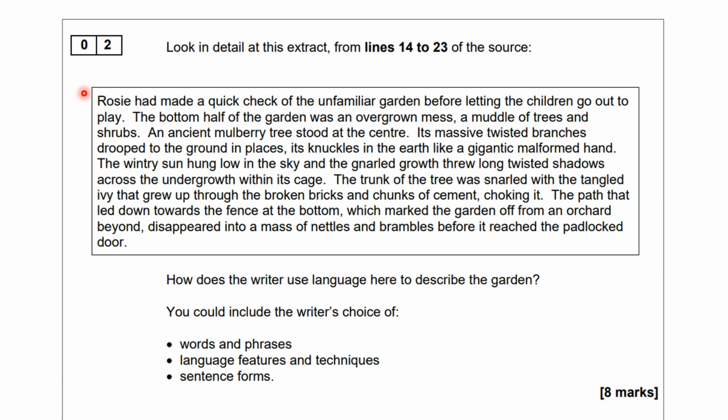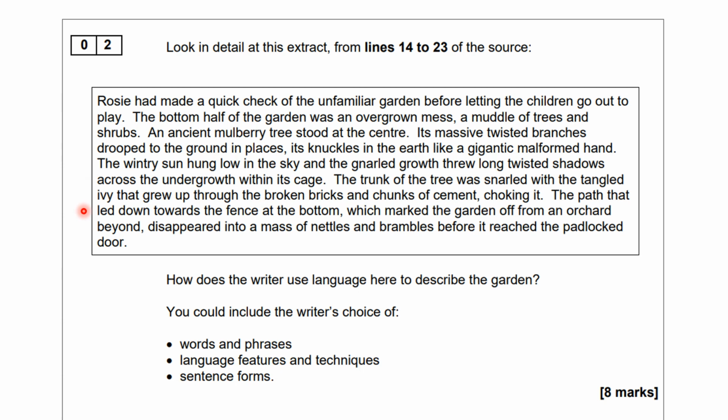Rosie had made a quick check of the unfamiliar garden before letting the children go out to play. The bottom half of the garden was an overgrown mess, a muddle of trees and shrubs. An ancient mulberry tree stood at the centre. Its massive twisted branches drooped to the ground in places, its knuckles in the earth like a gigantic malformed hand. The wintry sun hung low in the sky, and the gnarled growth threw long twisted shadows across the undergrowth within its cage. The trunk of the tree was snarled with the tangled ivy that grew up through the broken bricks and chunks of cement, choking it.